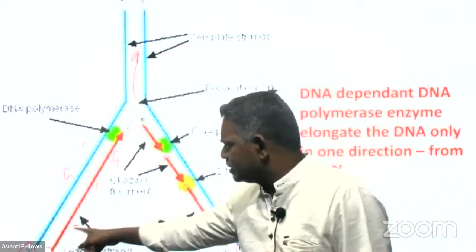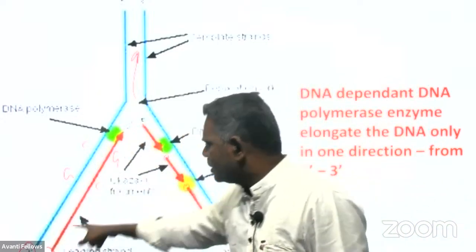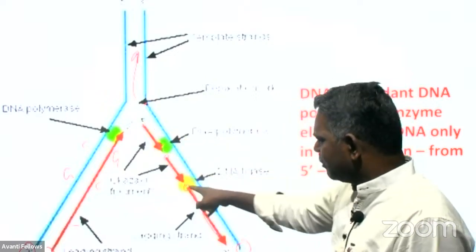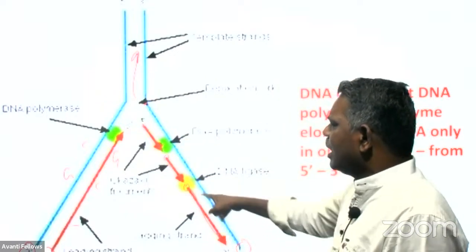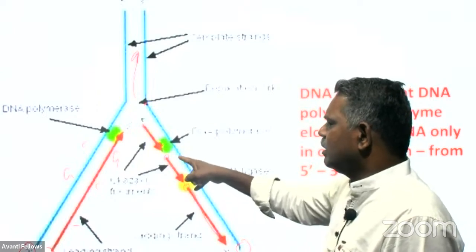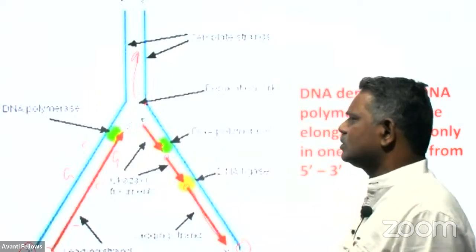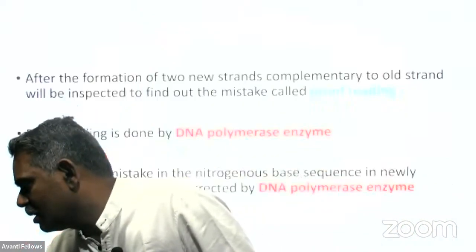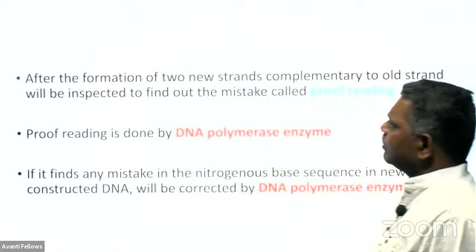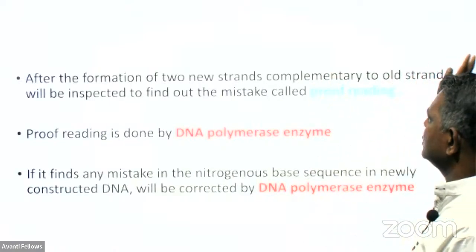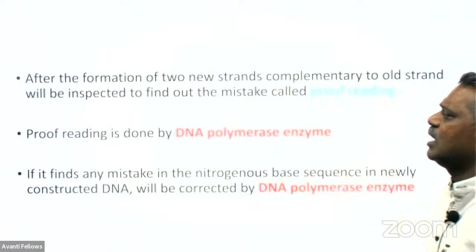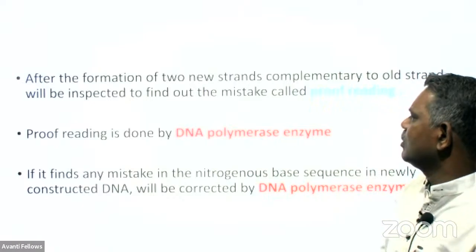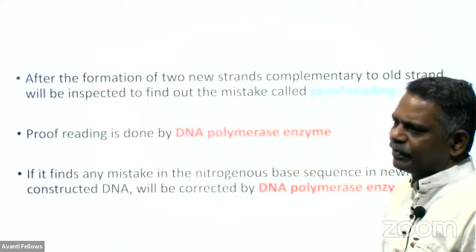But here ligase enzyme is not required, because it is the continuous strand only. It is the discontinuous strand that is produced in the form of small fragments, and later these fragments should be bound together to form a continuous strand. That is done by the ligase enzyme only, right? Then after the formation of these two strands complementary to the old strand, they will be inspected to find out the mistake. That only we call proofreading.